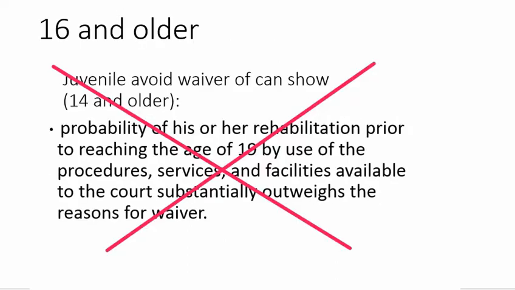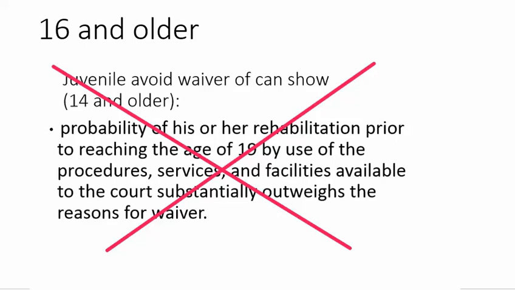Now, juveniles 16 and older, there are special rules, or I should say the rules change. Juveniles 16 and older do not have the possibility of defeating waiver by showing that they can be rehabilitated prior to reaching 19. And that's basically the only thing that's different. So children 14 to 16, if the government tries to waive that child to adult court, they can avoid waiver if they can show probability of rehabilitation by 19. But once you hit 16 and older, this factor cannot be relied upon by the juvenile.